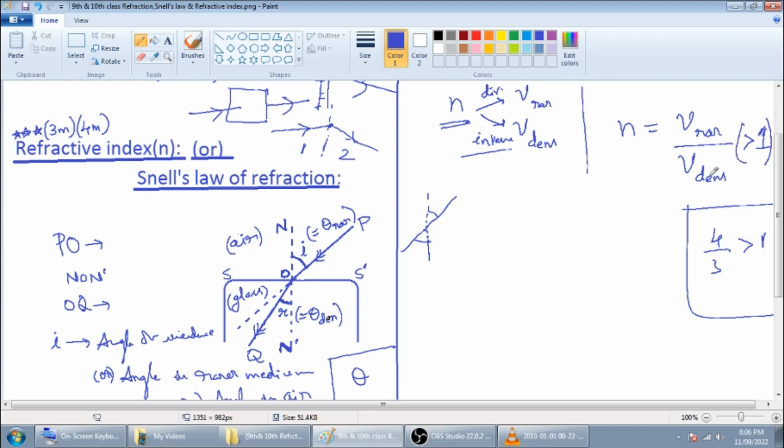Now this refractive index is simply called the refractive index of the denser medium with respect to the rarer medium. It's called the refractive index of glass with respect to air. Its value has been determined exactly as 1.5.